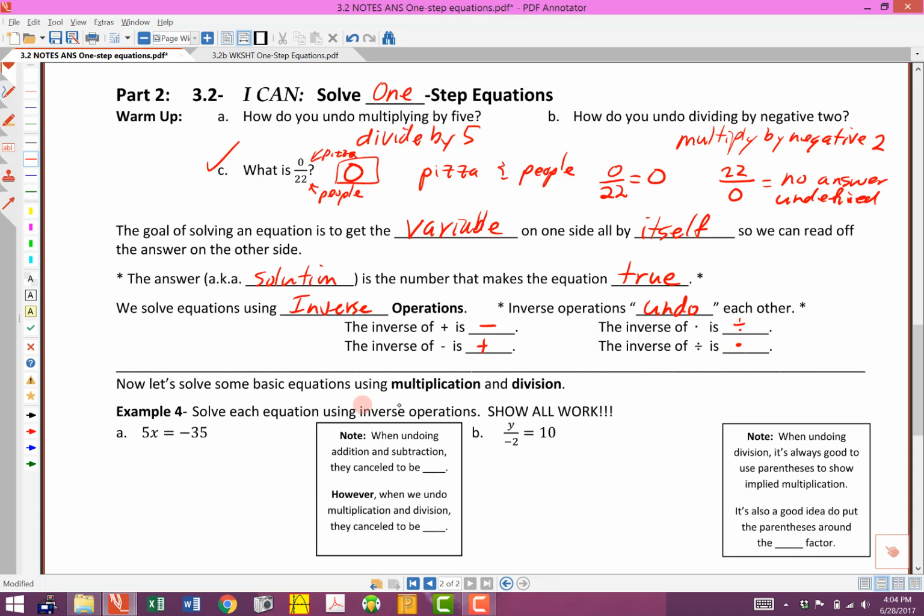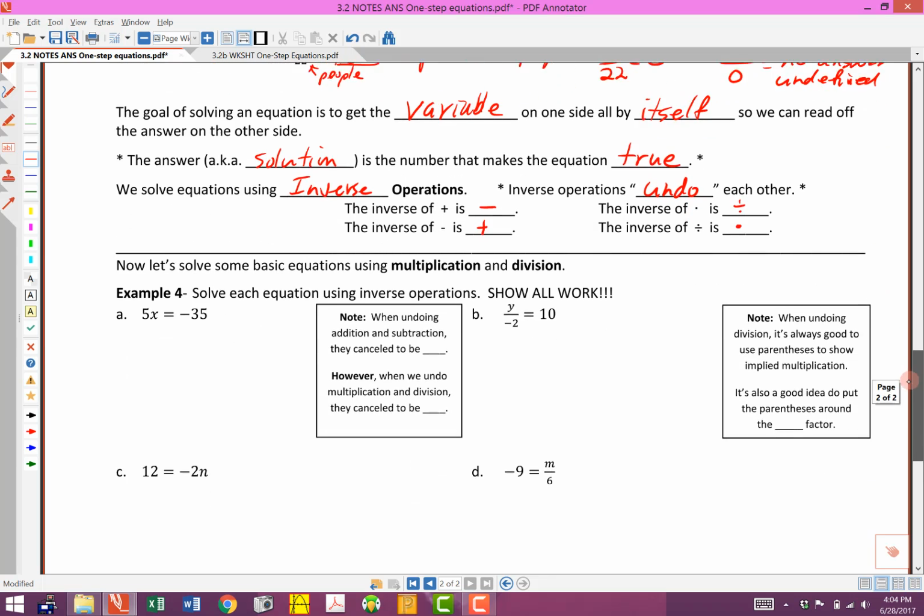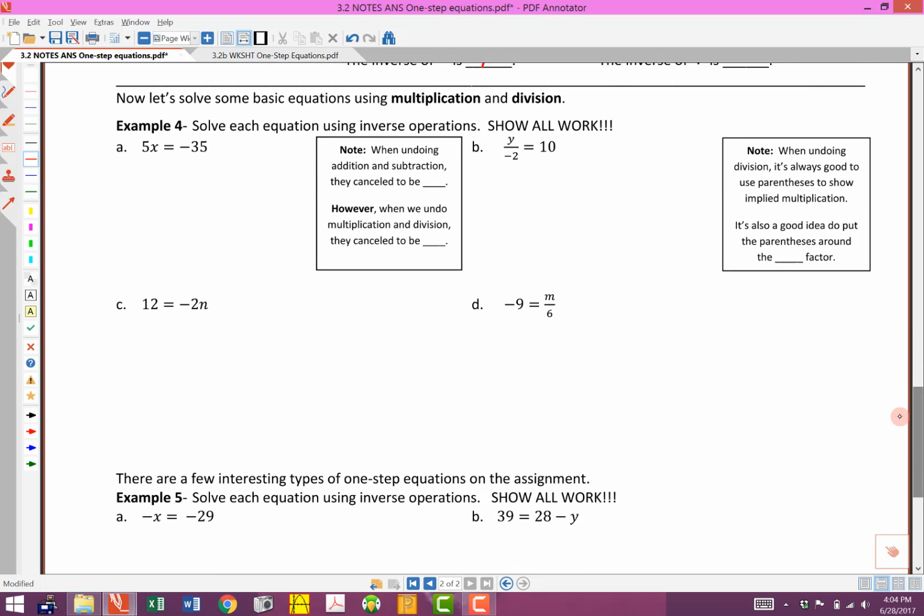We're going to solve some basic equations using multiplication and division today. So let's take a look at these. It says solve each equation using inverse operations, and again, make sure that you show all your work. I've got a couple of important ideas that I'm going to point out as we solve these. If you get these now, you're going to be much better off in the long run.